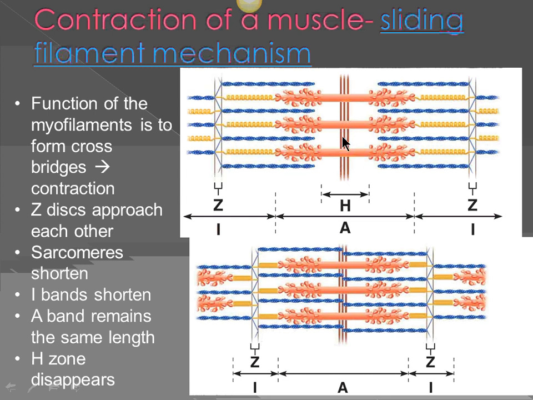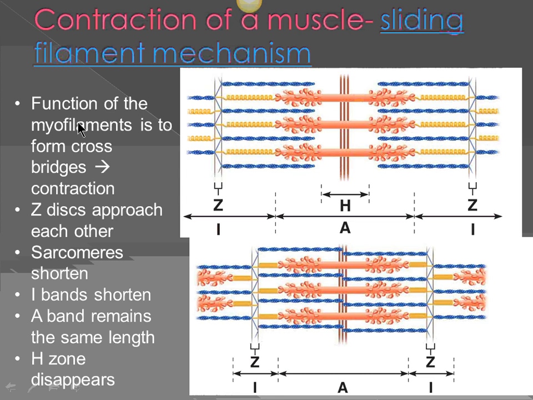And the H zone, which was the smooth area in between, disappears because now there is overlap by the actin filaments. The H zone was the area where no actin was overlapping. During contraction, the H zone disappears, okay? Have you followed? This process where these filaments slide against each other is known as the sliding filament theory, or the sliding filament mechanism. It brings about contraction of the muscle because the sarcomeres shorten, and the muscle shortens.